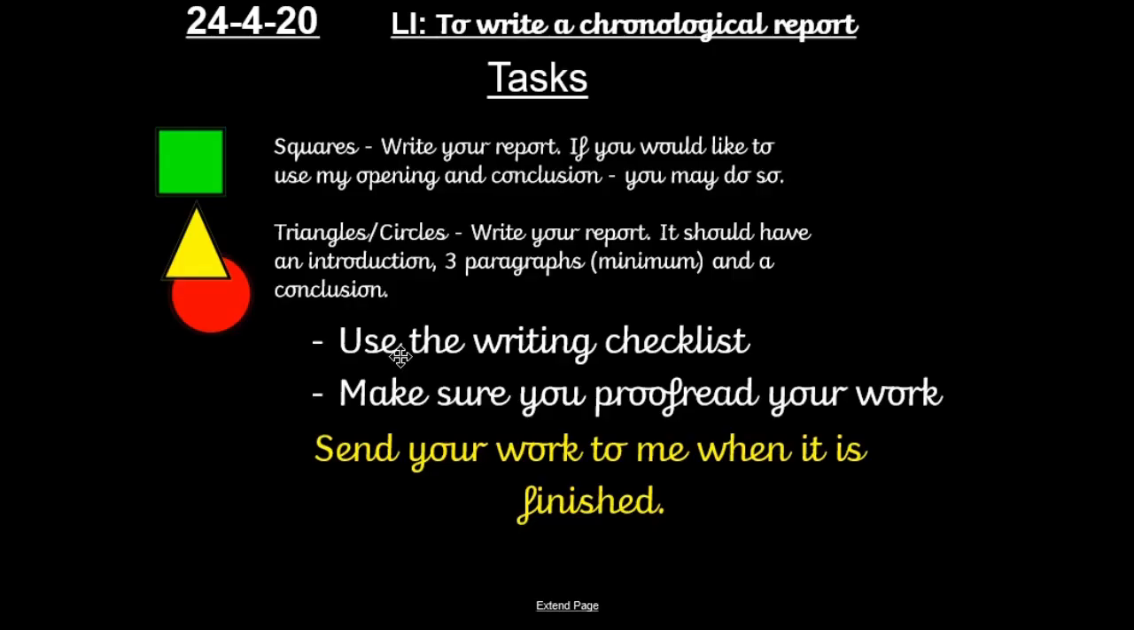Now then, squares, you can write your report. If you would like to use my opening and conclusion, you may do so, only if you are in squares. If you're in triangles and circles, you need to write your report. It should have an introduction, 3 paragraphs as a minimum, and a conclusion. Use the writing checklist, make sure you've proofread your work, and then when your work has been finished, send it to me. Now this morning, before our Skype sessions, I will send you a list of websites that you can use to research Amy Hess. If you're doing another author, you will have to do your own research.